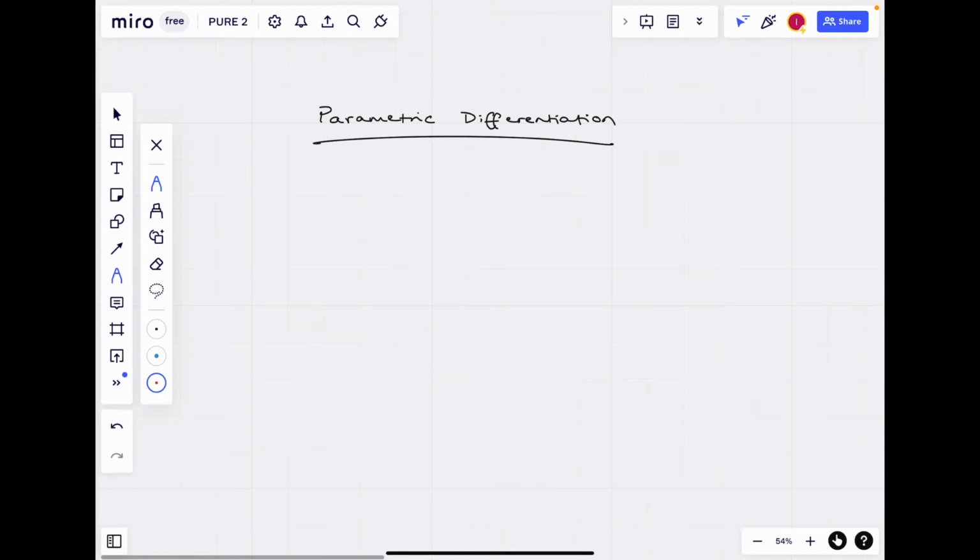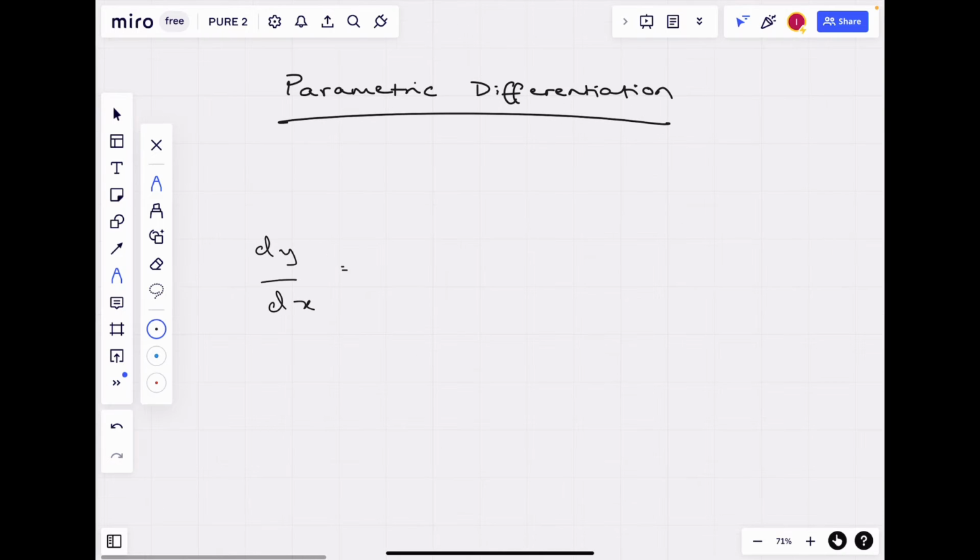Parametric differentiation is actually really easy if you know the rule. So the rule is, if you're trying to find dy by dx, you want to first find dy by dt and then divide that by dx by dt. That's it. As long as you can implement that rule, everything about differentiation remains the same.